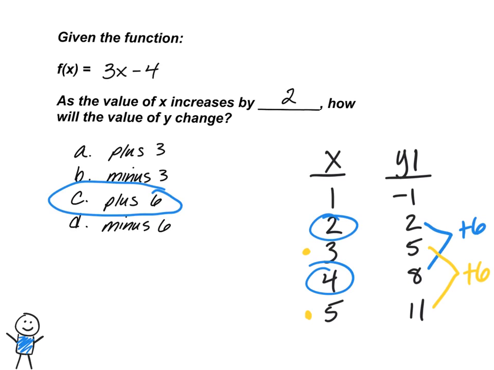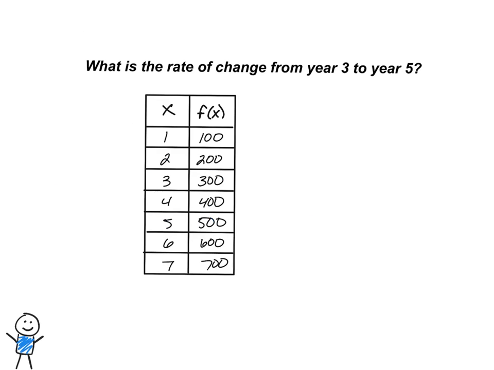So all I did was use my table function, looked at what exact change it wanted to make and increase by 2, and I looked at how the y values changed over that interval. On this slide, we're asked to find the rate of change from year 3 to year 5. And you may recall from a previous lesson that slope or rate of change is the change in y over the change in x. And let's see if we can apply that to this particular problem.